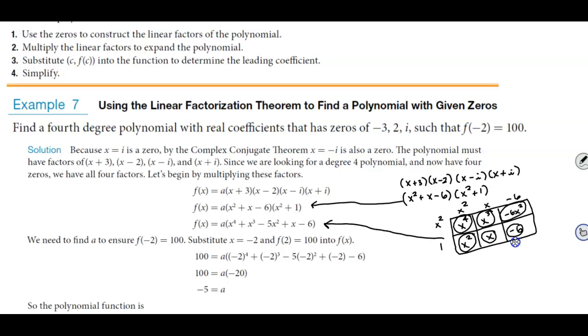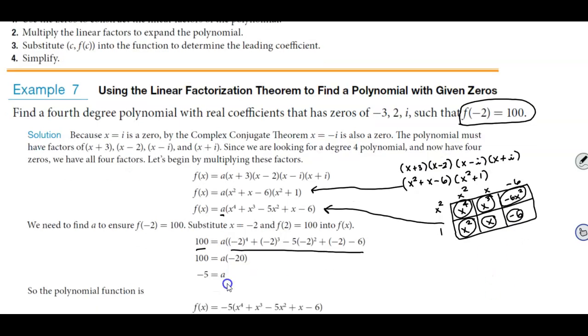Now, the next thing that we need to do is figure out what the value of a is. So now we have to use this ordered pair that was given. What that tells us is we need to find a to ensure that f of negative 2 equals 100. So we're going to substitute x equals negative 2 and f of x equals 100 into the function. Now we need to figure all this out so we can figure out what the value of a is. When we use order of operations, that gives us a value of negative 20. So a times negative 20 is equal to 100. Since we want to isolate a, we're going to divide both sides by negative 20. So 100 divided by negative 20 gives you negative 5. So now we know the value of a is negative 5.